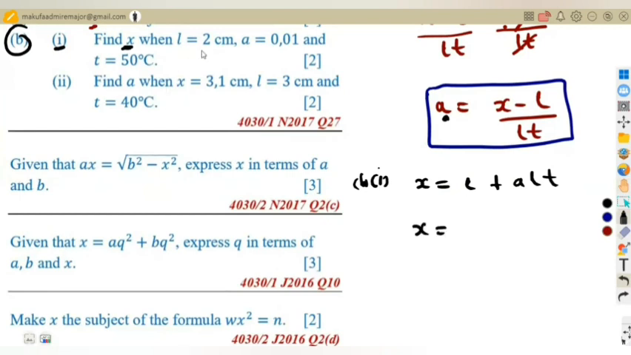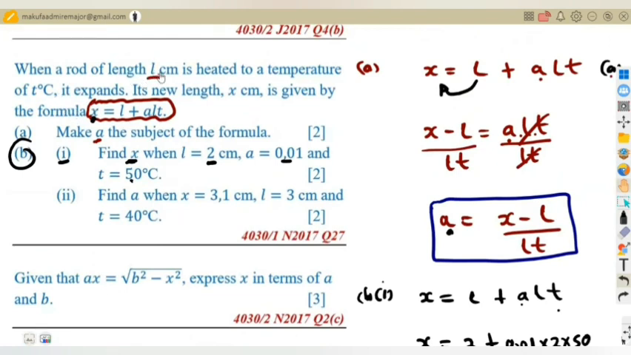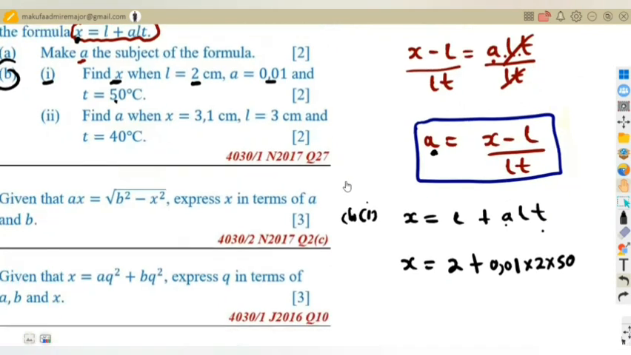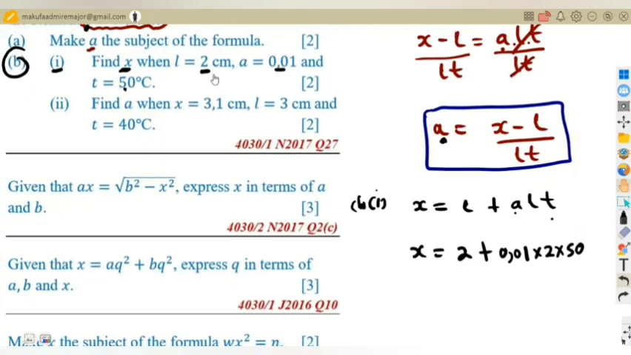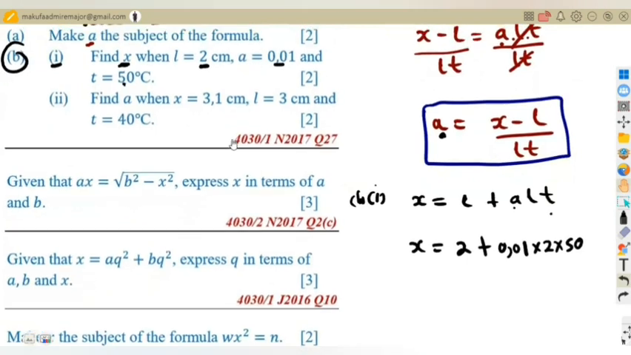The values that we are given: L, which is 2. So this is going to be 2 plus A, which is 0,001, times L, which is 2, times T. Our T is the temperature, which is 50. And also take note of the units. Are they given the way they are? L is in centimeters. Here it's in centimeters, which is fine. Then X is representing centimeters. Then T is degrees Celsius. So these ones are corresponding, because sometimes they might give you this one in meters. You have to convert it to centimeters because you are given that length is supposed to be in centimeters there.